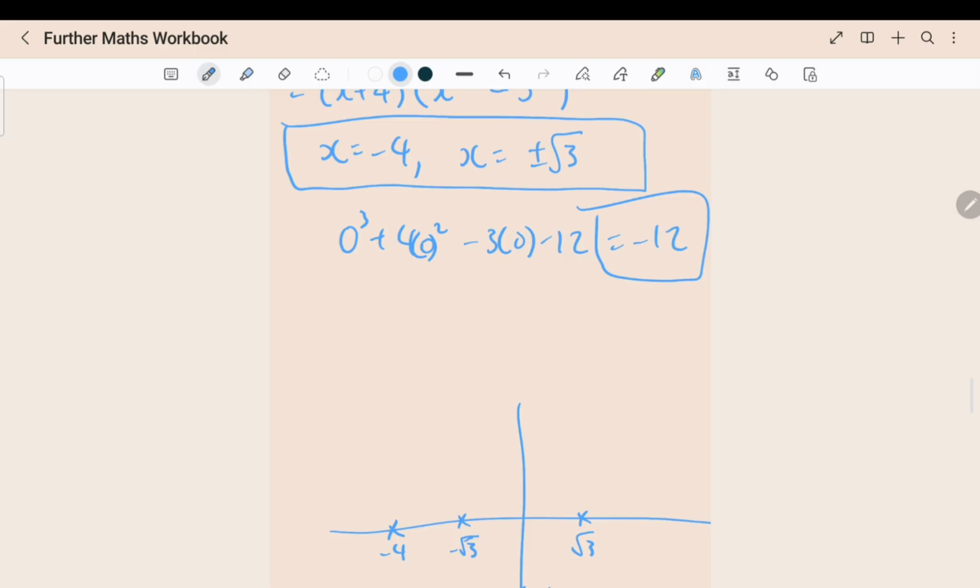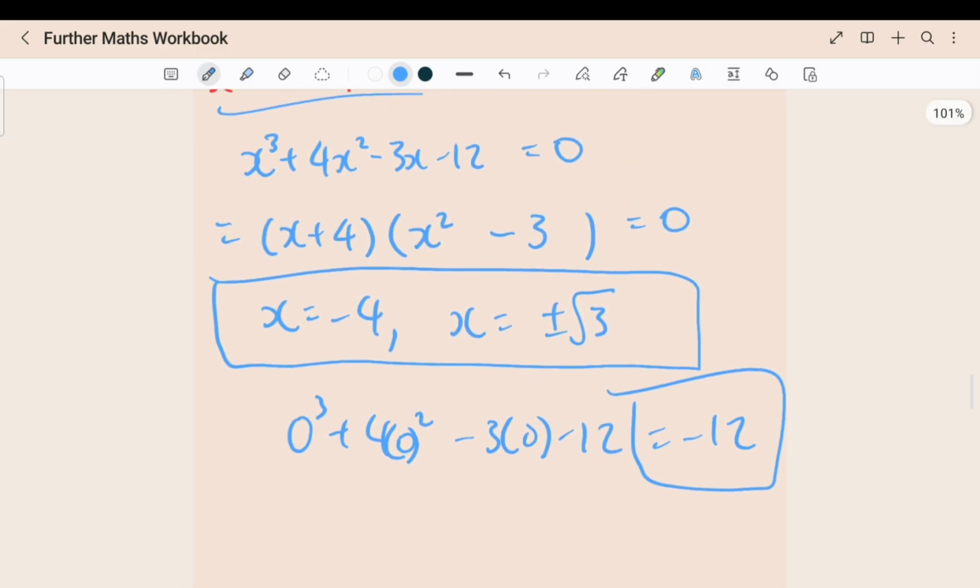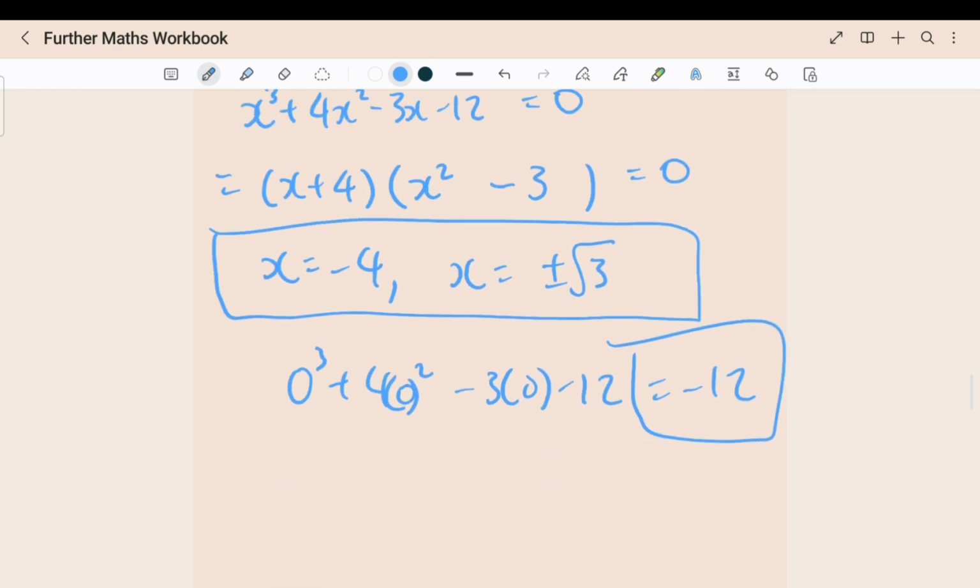But then I need to find my turning points. So to find turning points, I just need to differentiate that. So I can say dy by dx.